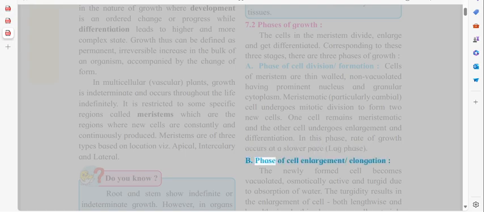Lag phase. B. Phase of cell enlargement or elongation. The newly formed cell becomes vacuolated, osmotically active and turgid due to absorption of water. The turgidity results in the enlargement of the cell, both lengthwise and breadthwise. In this phase, new wall materials and other materials are synthesized to cope with the enlargement. The growth rate in this phase occurs at an accelerated pace. Exponential or log phase.